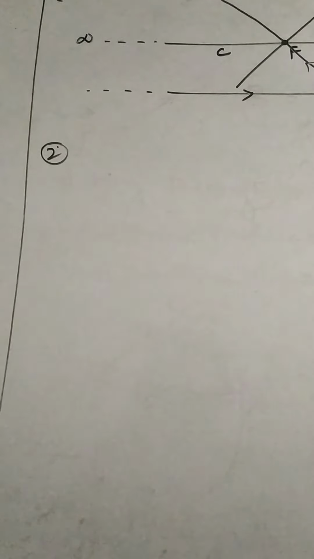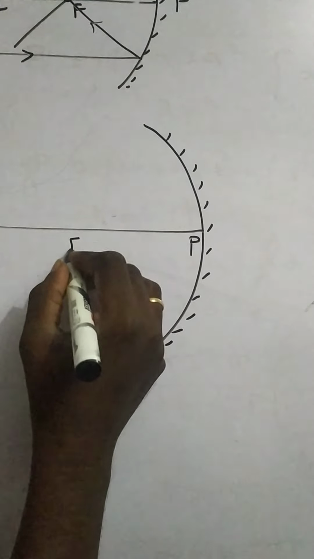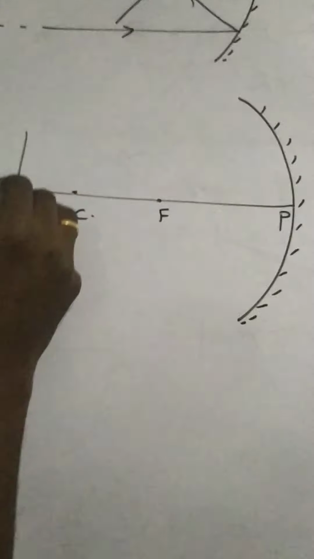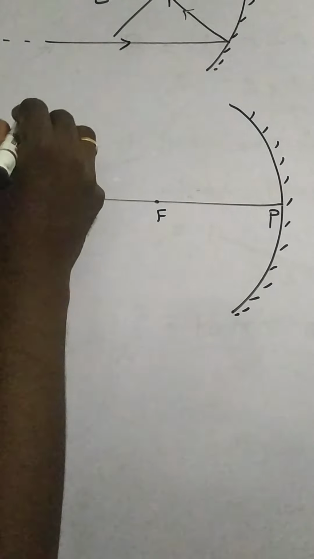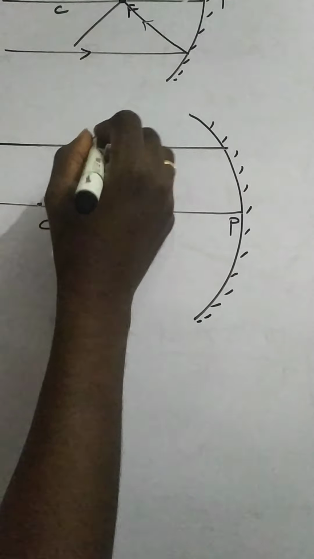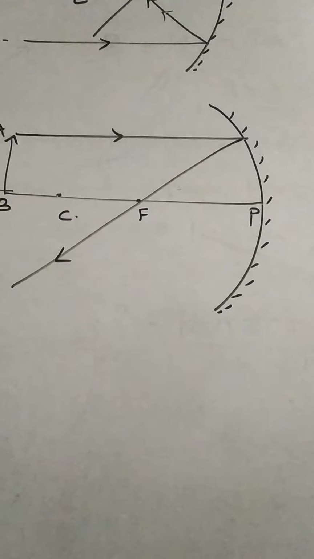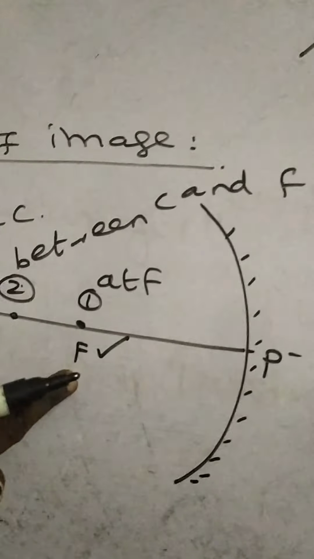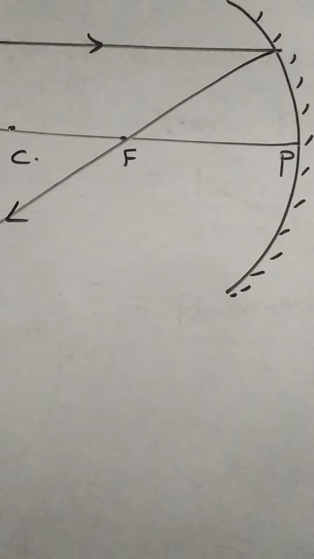Then second: object is located beyond C. Pole of the mirror, focus, center of curvature. Object height is AB. A ray passing parallel to the principal axis, after the reflection, passes through the focus. Second, where is the image? Between C and F.